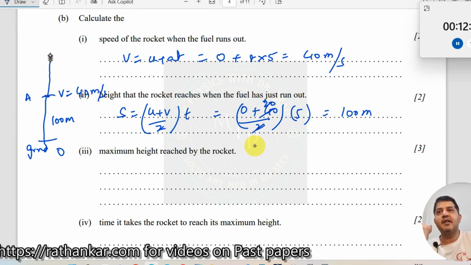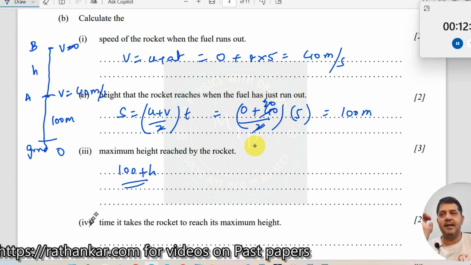Now the rocket goes upwards all the way until point B, and here V is equal to 0. So how do I do this? I need to find this distance. Let me call this h over here. The total distance is nothing but the maximum height, right? So 100 plus h is your maximum height. So how do I get the value of h? If this is 40 and this is 0, I need to get the time. If I want to use this equation, I can take this as initial velocity, this as final velocity, and then if I know the time, I can do it.